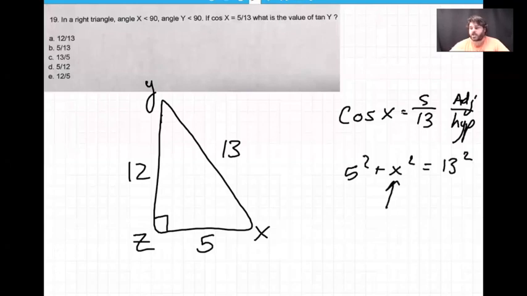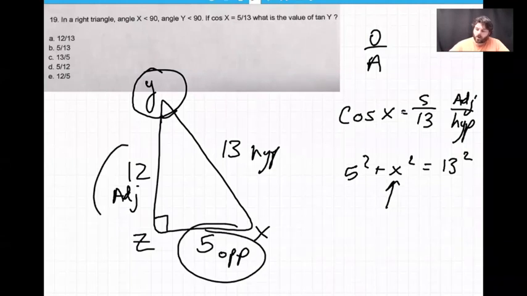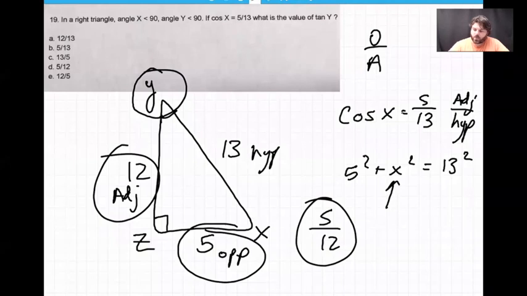All right, now what's the tangent of y? Now notice they switched the angles on us, so when we're dealing with tangent, we need to label opposite, adjacent, and hypotenuse, and tangent is opposite over adjacent. So 5 over 12. So the tangent of y should be 5/12. So answer choice D is correct.